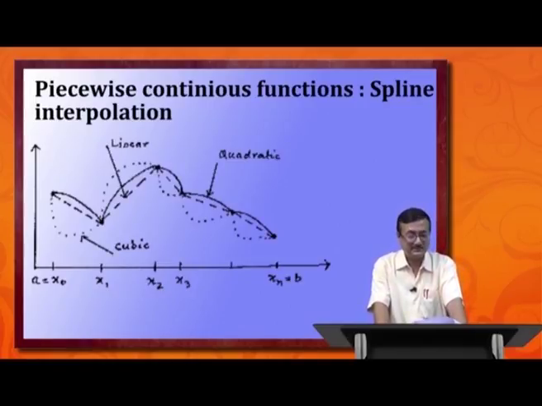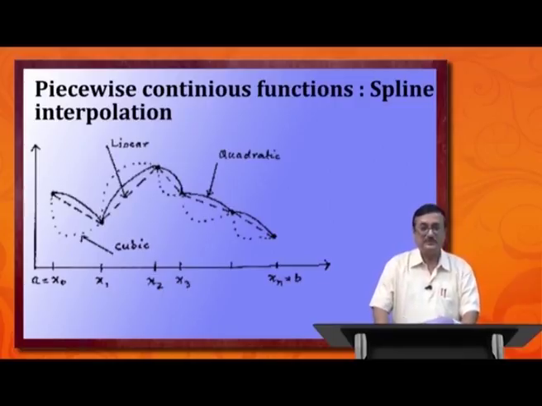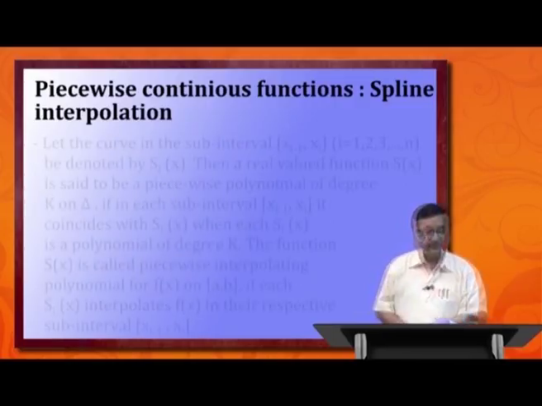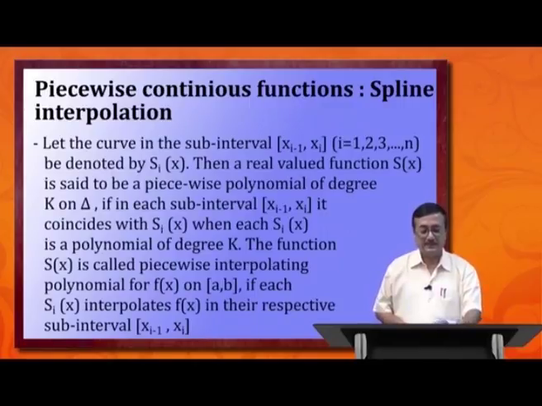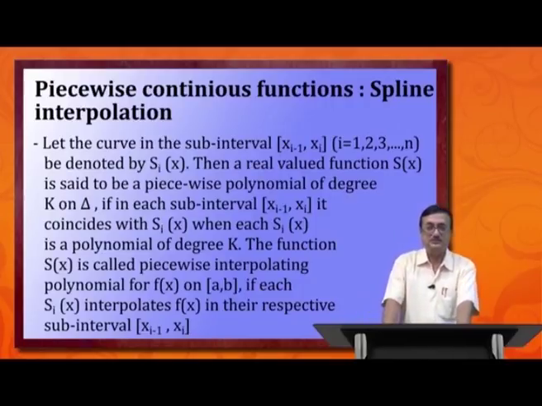For linear pieces, it is a linear spline function, that is of order 1. For quadratic pieces, the spline function is a quadratic spline of order 2. Similarly, for cubic pieces, we have cubic spline. Let the curve in the subinterval x_{i-1} to x_i, i equal to 1 to n, be denoted by S_i(x).